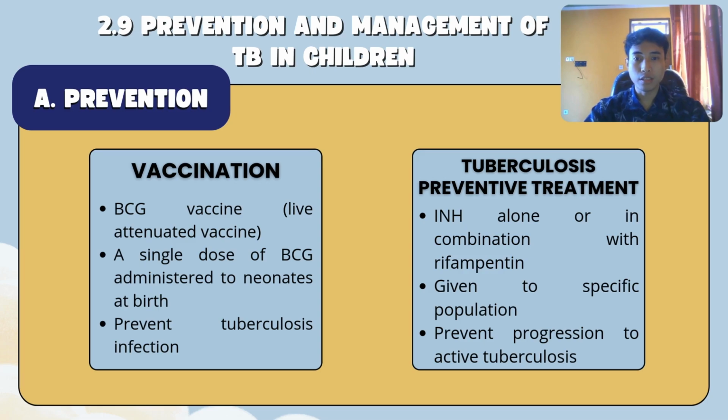The second one is TB preventive treatment or TPT. This type of prevention is different from vaccination. So TPT consists of a drug regimen that is given to children at the highest risk, such as those living with HIV or living with people with bacteriologically confirmed TB. So the purpose of TPT is to prevent the progression from TB infection into active TB.